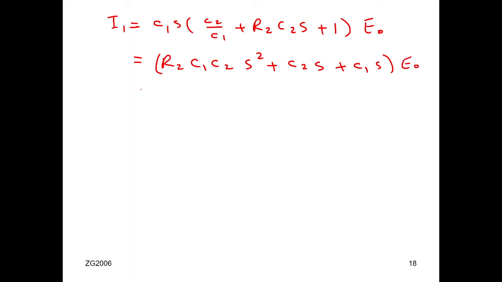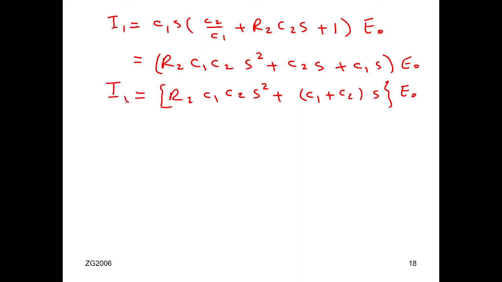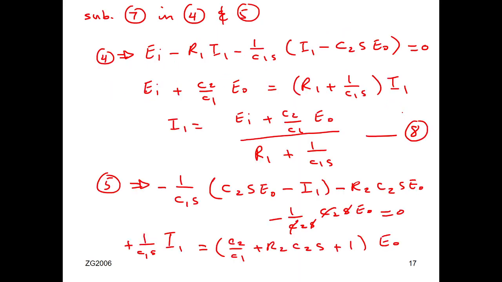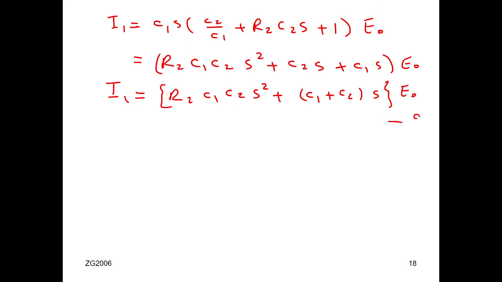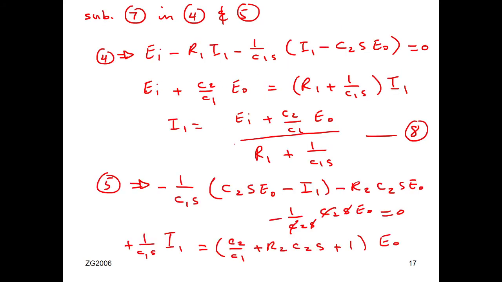Okay, you can also simplify this more by R2 C1 C2 S square plus C1 plus C2 S times E out. This is I1. Let's call this equation, where did we reach? 9. This one 9. All you have to do, substitute 9 in 8 and you will be done. Okay, so just equate 9 to 8.